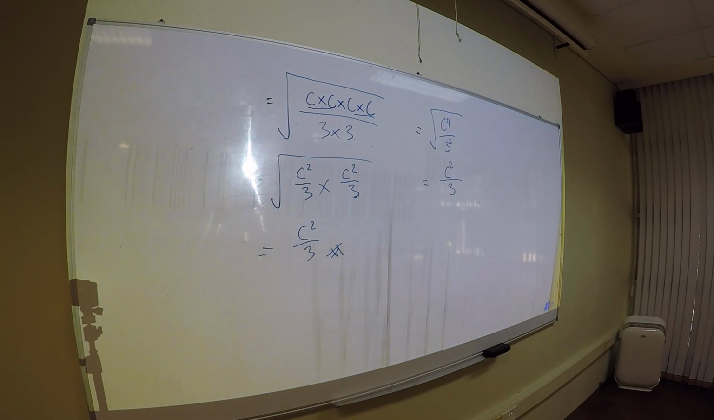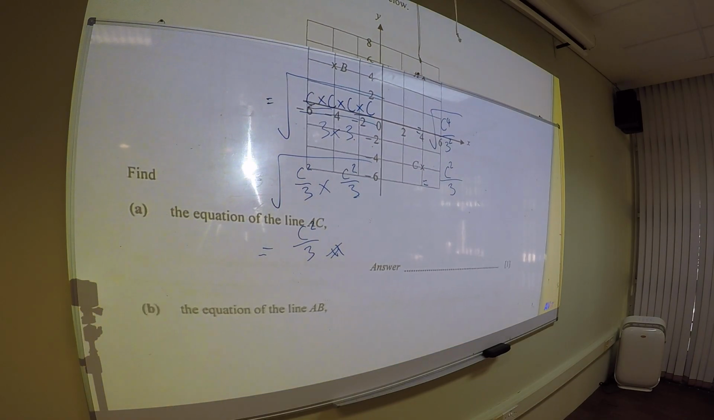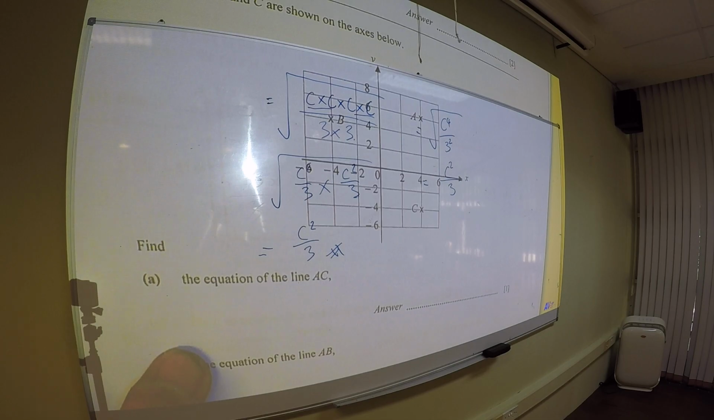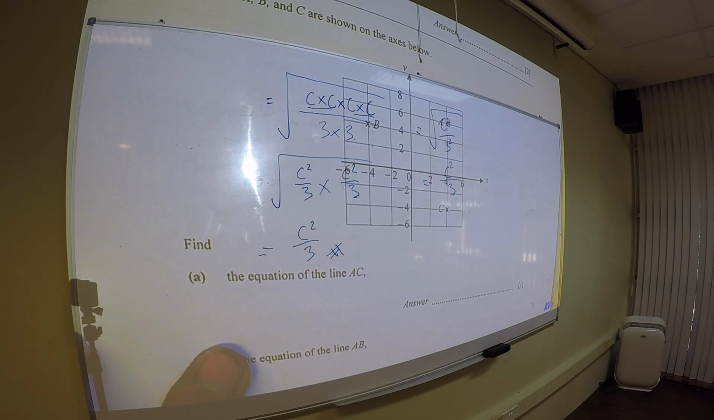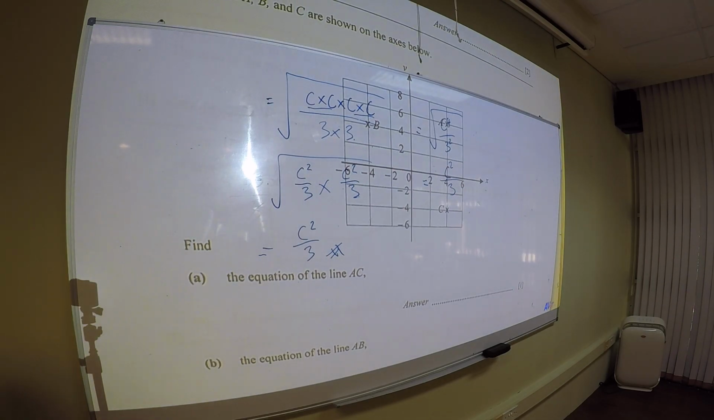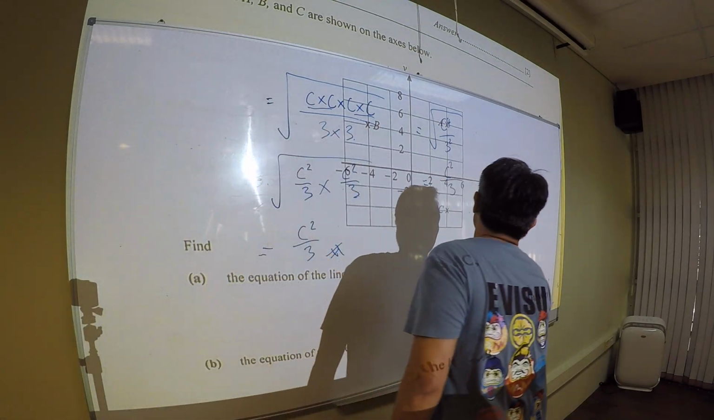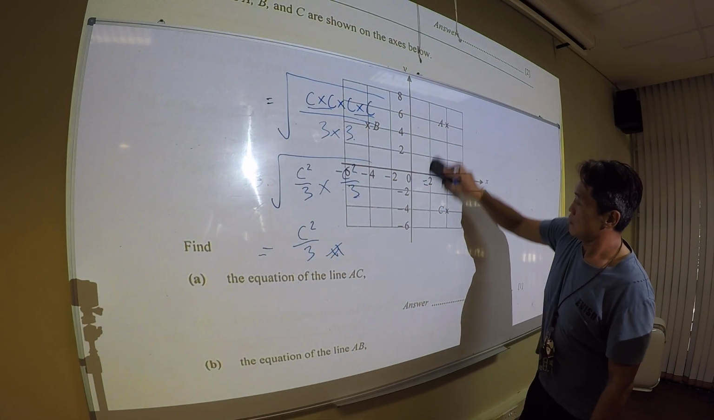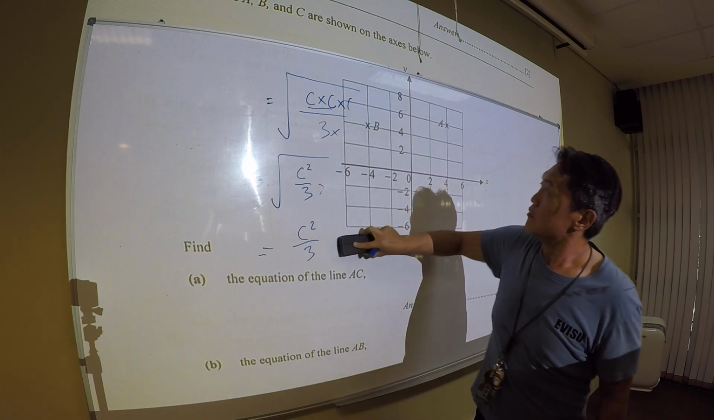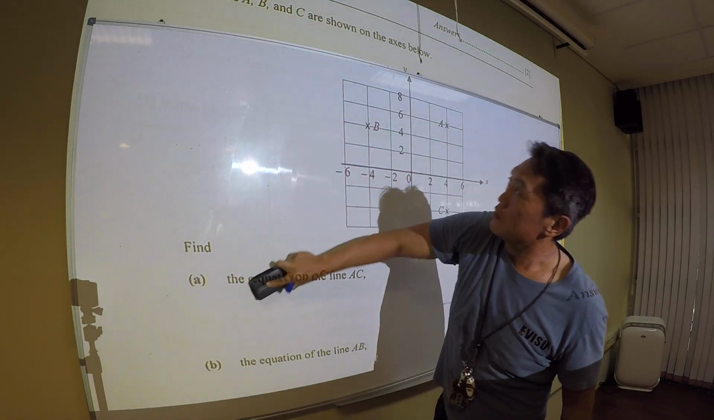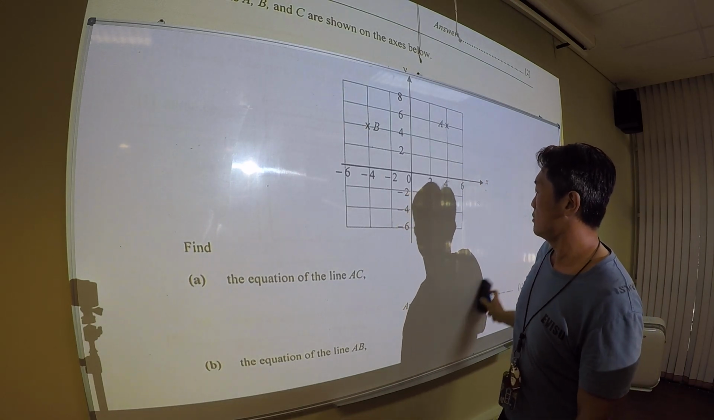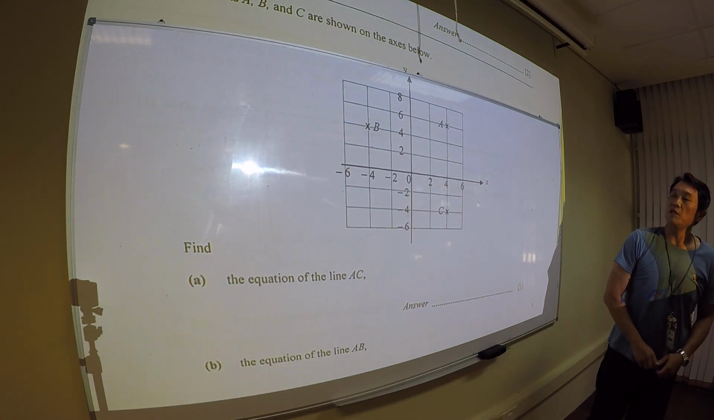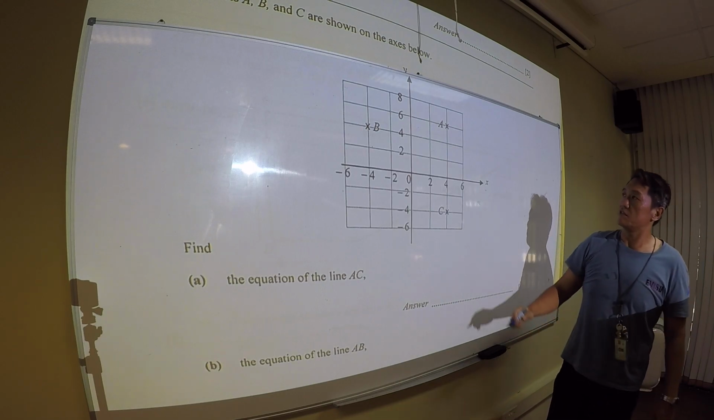But this one is a bit more tricky. Still one of the more difficult questions. The points A, B, and C are shown on the axis below.